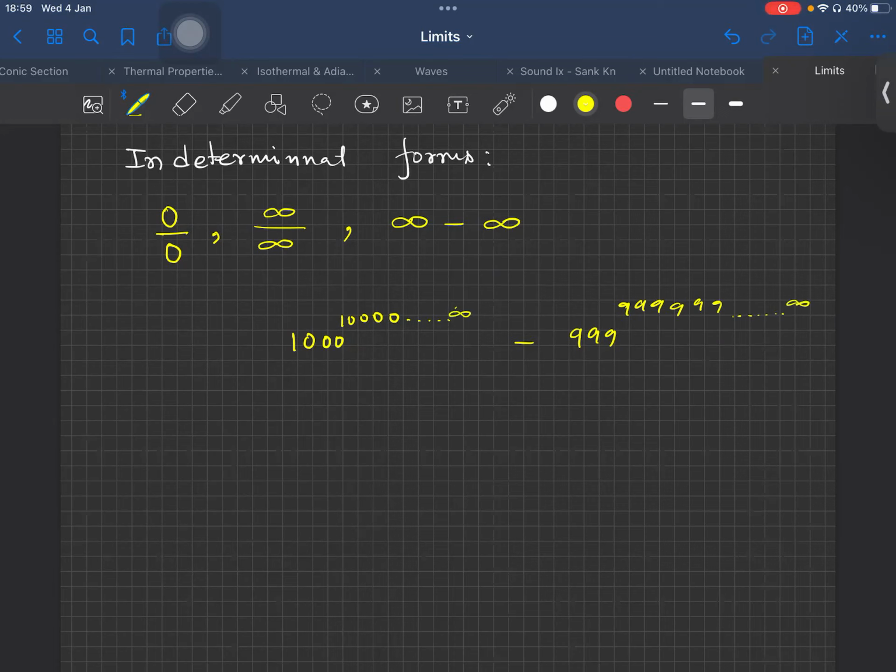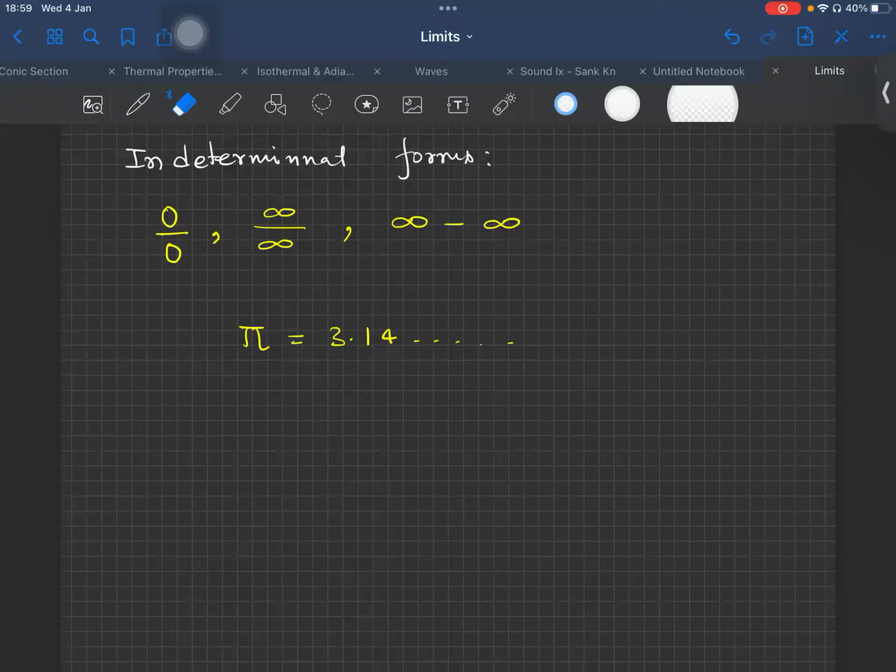So infinity minus infinity cannot be 0. Understood? Because there is no one infinity. Infinity is also a set of values, like where pi ends, 3.14 and so on. Infinite numbers are there; it cannot be determined. So infinity is just a symbol to represent. Infinity is a set of numbers, not just one particular number.